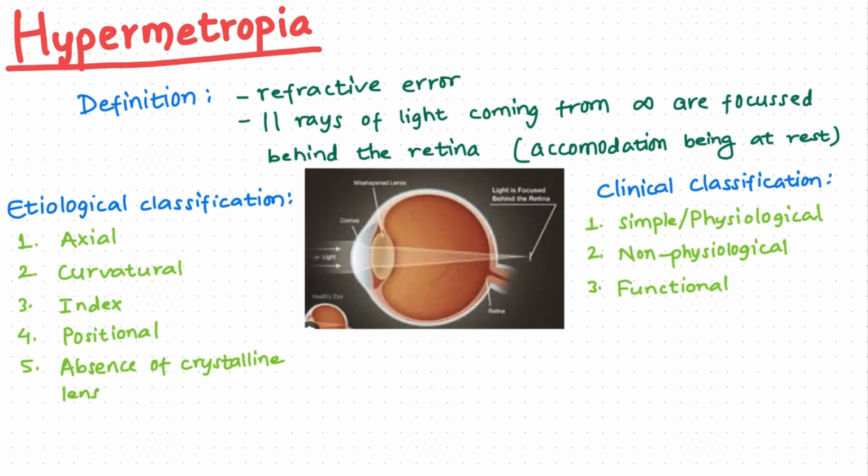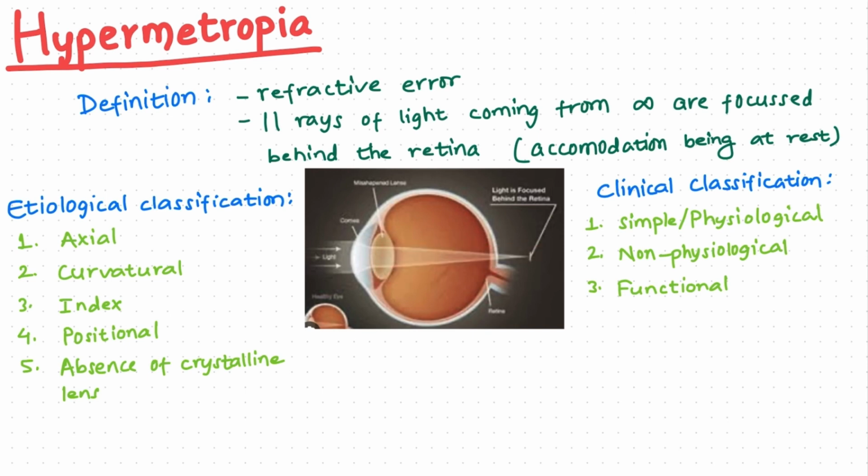Now talking about index hypermetropia, it is when the refractive index of the lens is decreased. It is part of aging. So when the refractive index of the lens is less, its converging power is less, right? So it cannot converge the rays at the right point, so it goes beyond it.